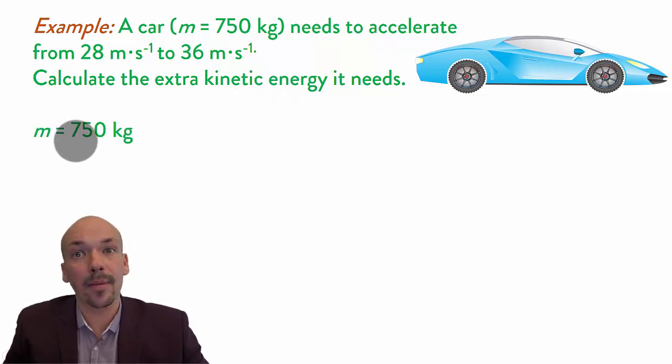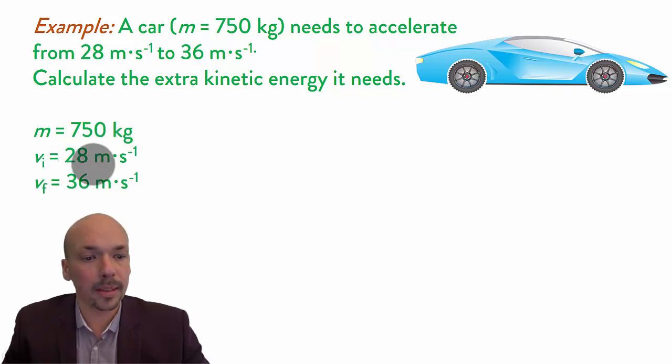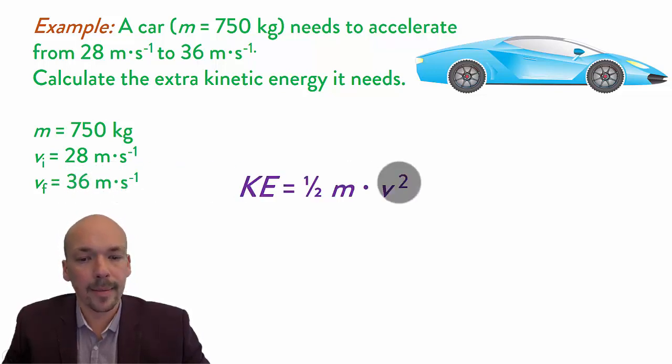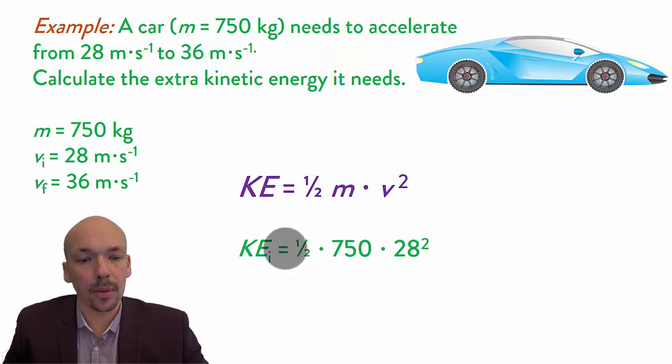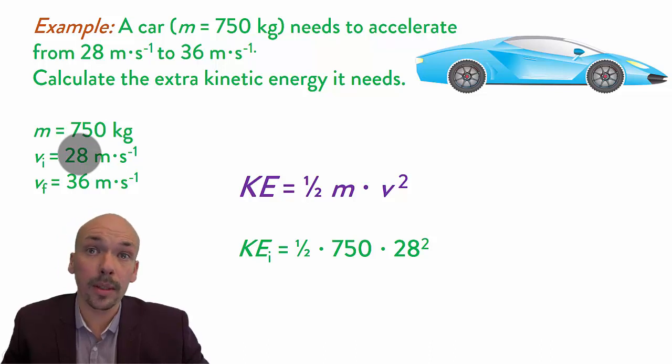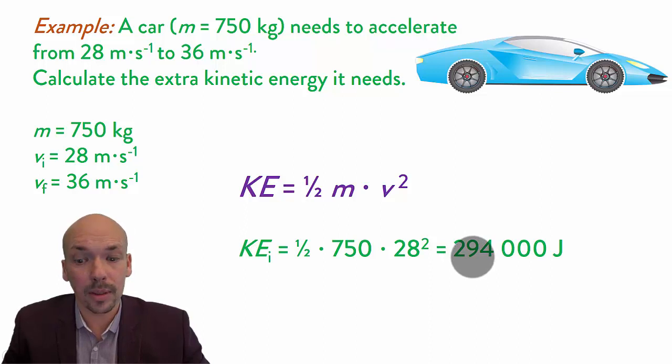We have the mass, 750 kilograms, which is already the correct unit. We have the initial velocity, which is 28 meters per second, and we have the final velocity, which is 36 meters per second. This is the equation we will use, and we have to use it twice. So first we will use it at the beginning when he has already kinetic energy, because he is already going with a certain motion. So he already has 294,000 joules of kinetic energy.